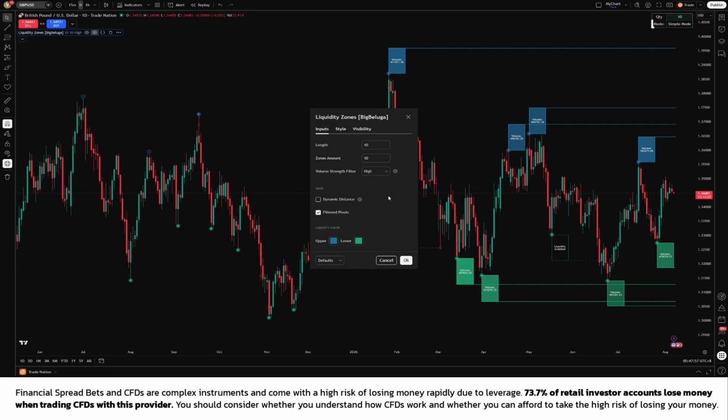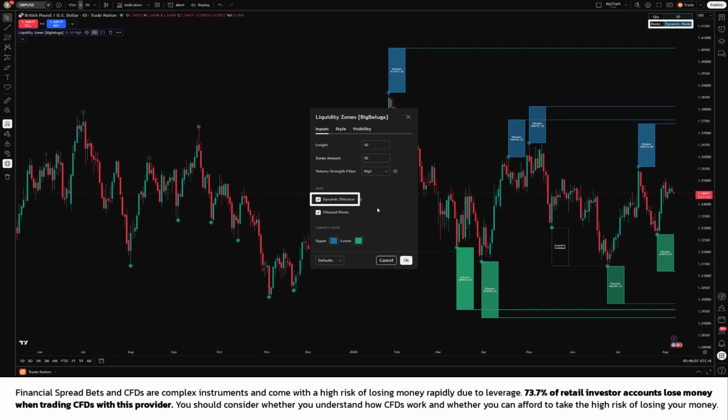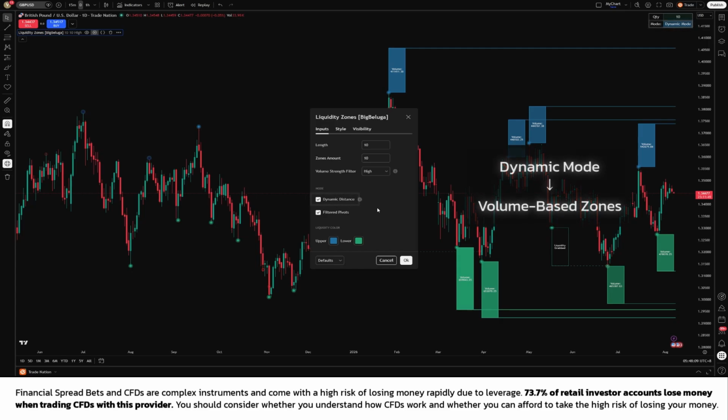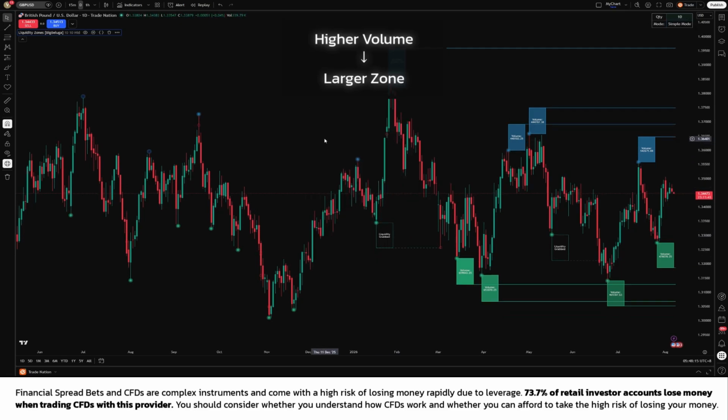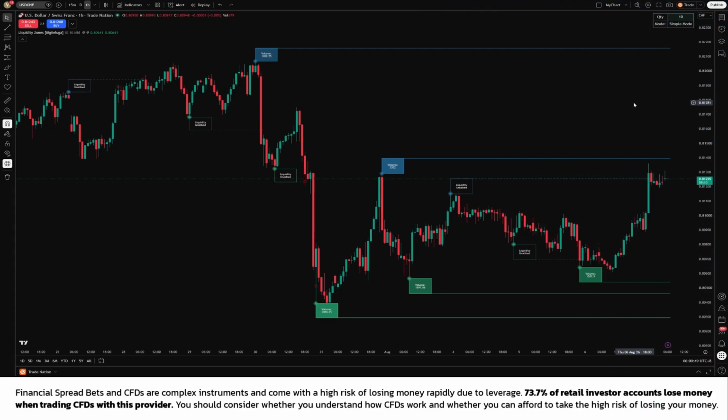The indicator also provides two display modes. In simple mode, the zone height is based on average true range, which keeps the spacing more consistent. In dynamic mode, the zone distance adjusts with normalized volume, so areas with stronger activity can appear larger. This helps the zone size reflect the level of participation around that pivot rather than using the same visual weight for every area.